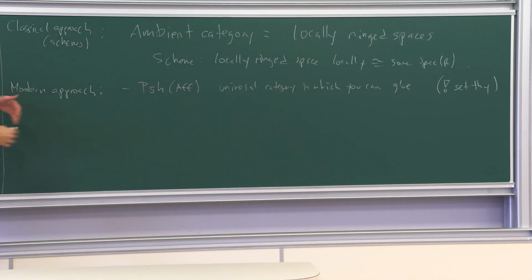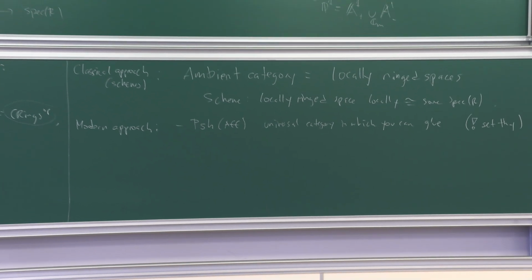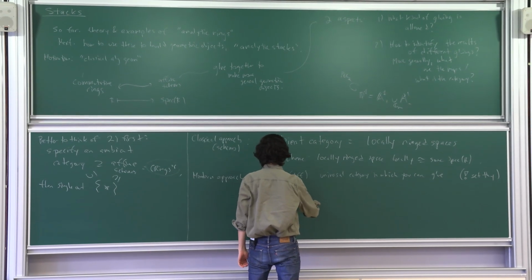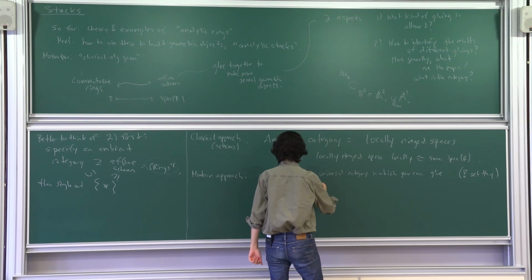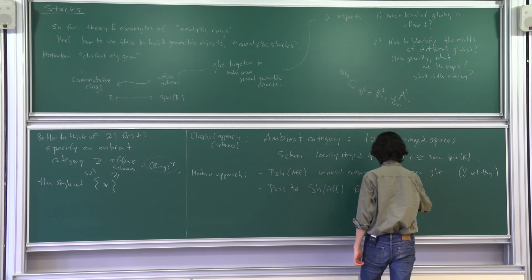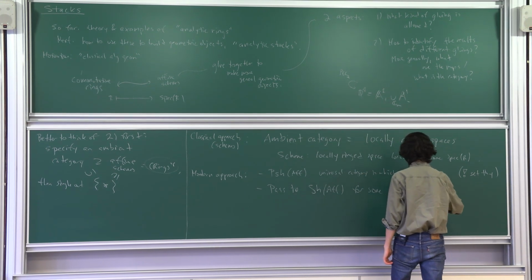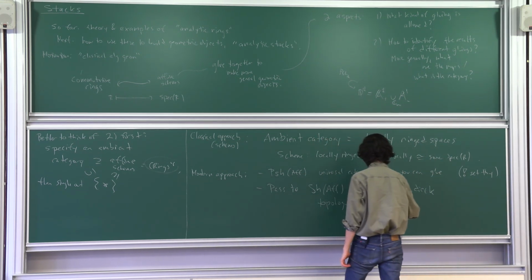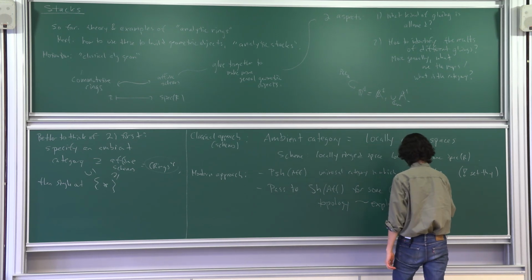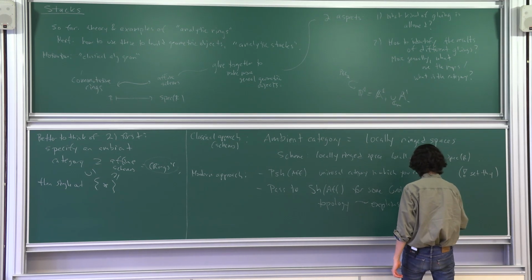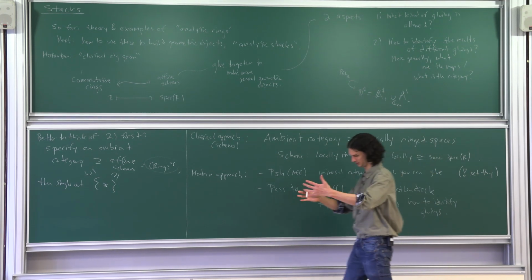So you've formally allowed yourselves to glue, but you haven't explained how you should identify the results of two different gluings. But if you pass to sheaves for some Grothendieck topology, that explains how to identify gluings, or more generally how to map between two of these formal gluings.